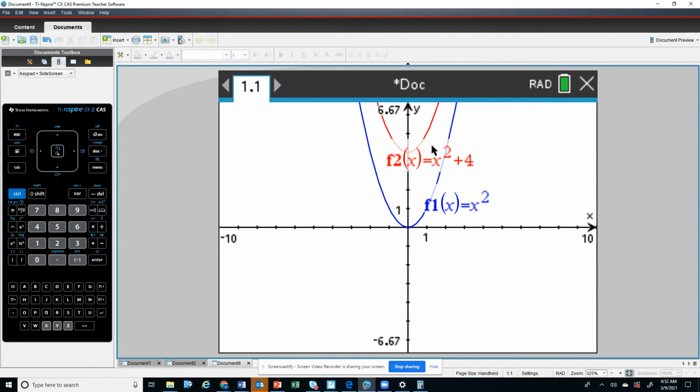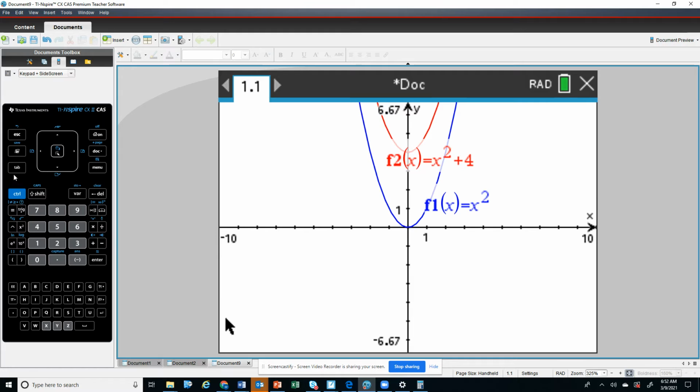Now, what does it look like if the graph crossed the x-axis? Well, I'm going to shift the parent graph down 4 units, right? And you're going to see what it looks like. So I'm going to add another graph. Let's go ahead and add x squared minus 4.